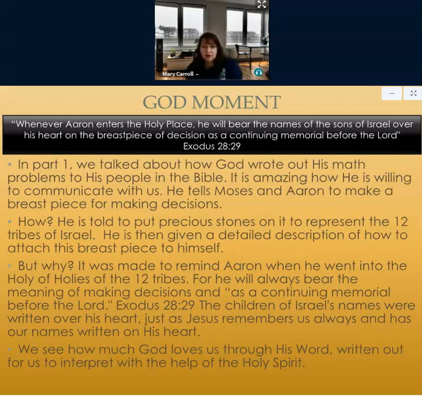He tells Moses and Aaron to make a breastplate for making decisions. How? He told him how to put precious stones on this breastplate to represent the 12 tribes of Israel. He is then given a detailed description on how to attach this breastplate to himself. But why? It was made to remind Aaron, when he went into the holy of holies, of the 12 tribes. For he will always bear them as a continuing memorial before the Lord.